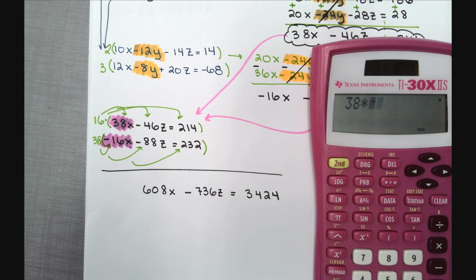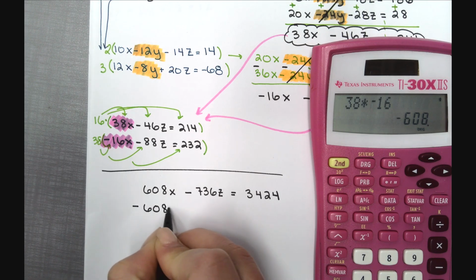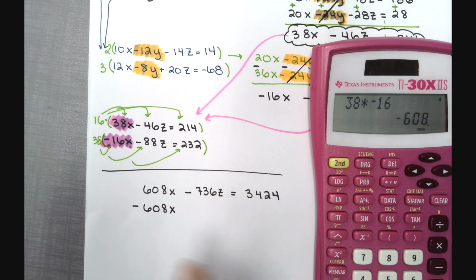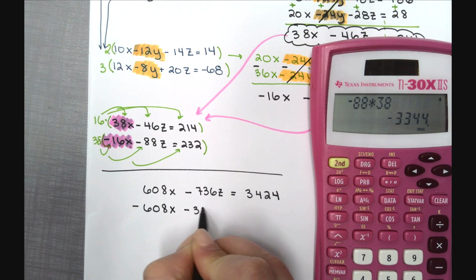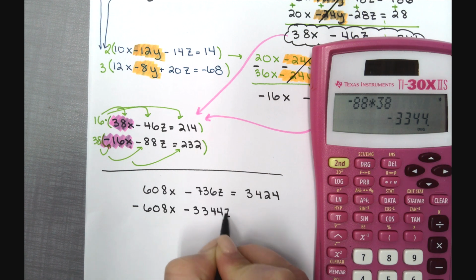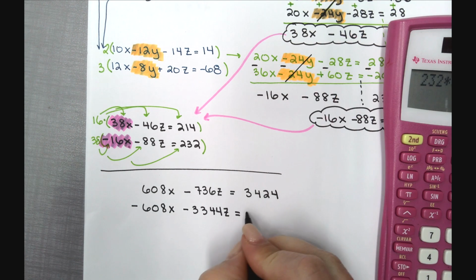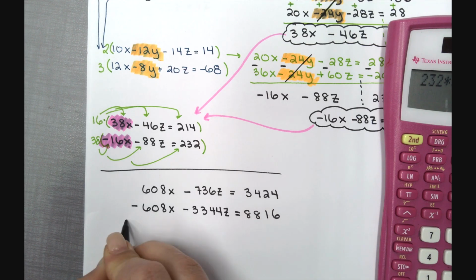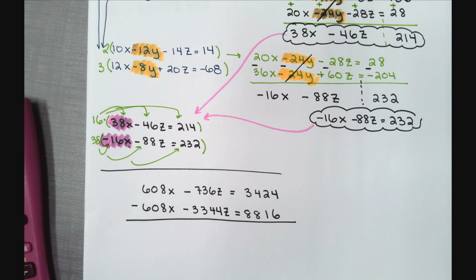38 times a negative 16, I get a negative 608. Ooh, that's good. This is our goal, to get matching numbers. Negative 88 times 38 gives big numbers, z. 232 times 38 is 8,816. Again, very uncomfortable with the size of these numbers. You would not have to deal with this if you did simplify your thinking bubbles.